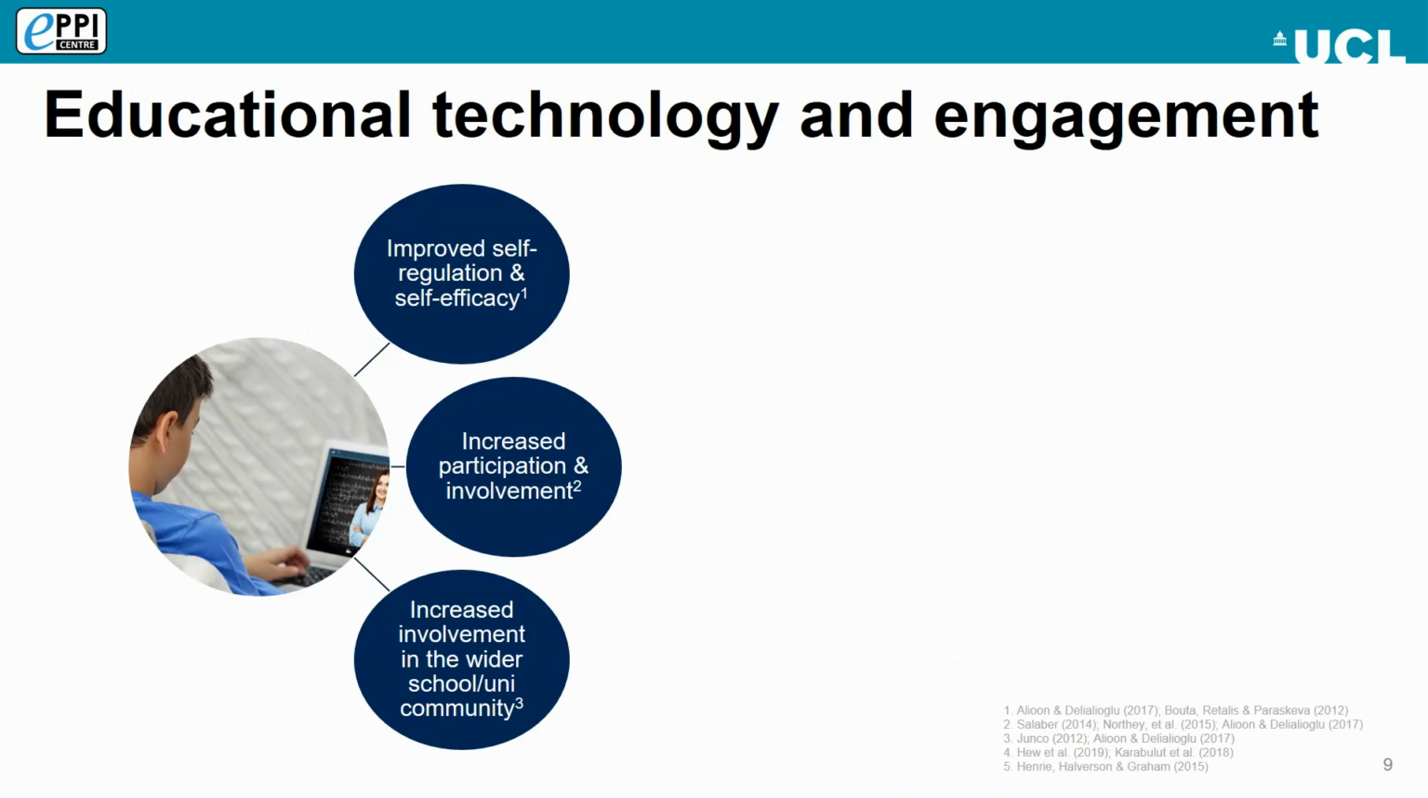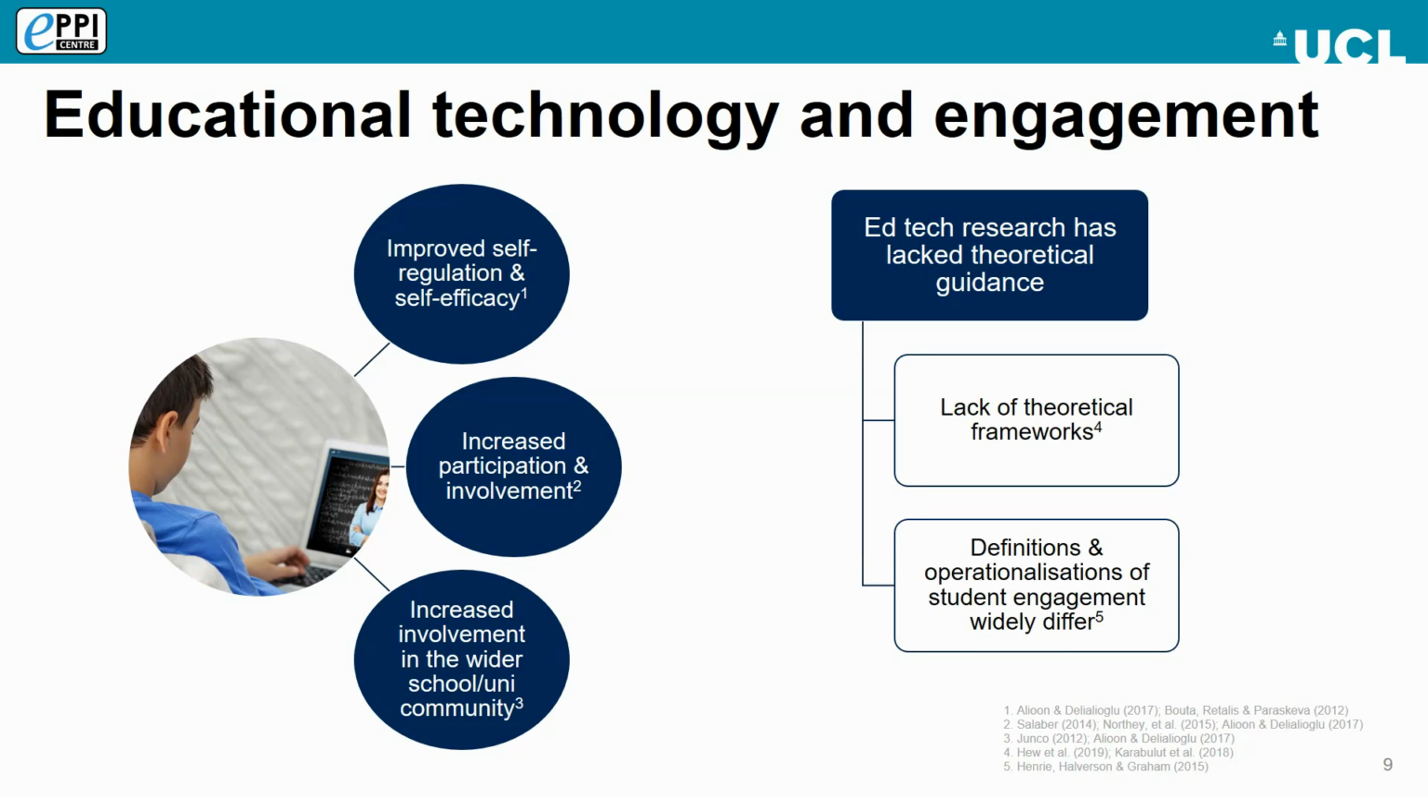Previous research has shown that using technology in the classroom can lead to improved self-regulation and self-efficacy, increased participation and involvement, as well as increased involvement within the wider educational community. However, educational technology research has traditionally lacked theoretical guidance, including a limited use of theoretical frameworks. As with other disciplines, the definitions and operationalizations of student engagement have also widely differed, which has further inhibited our understanding and therefore application to practice.